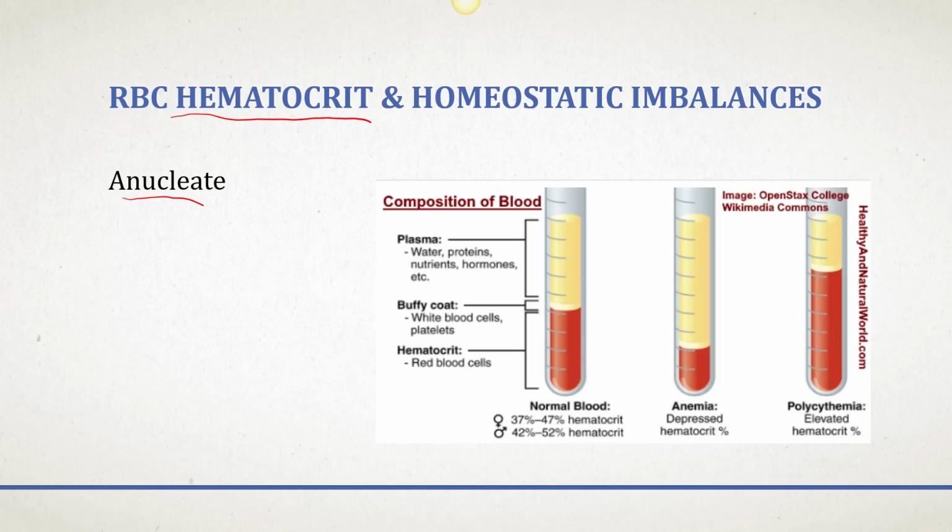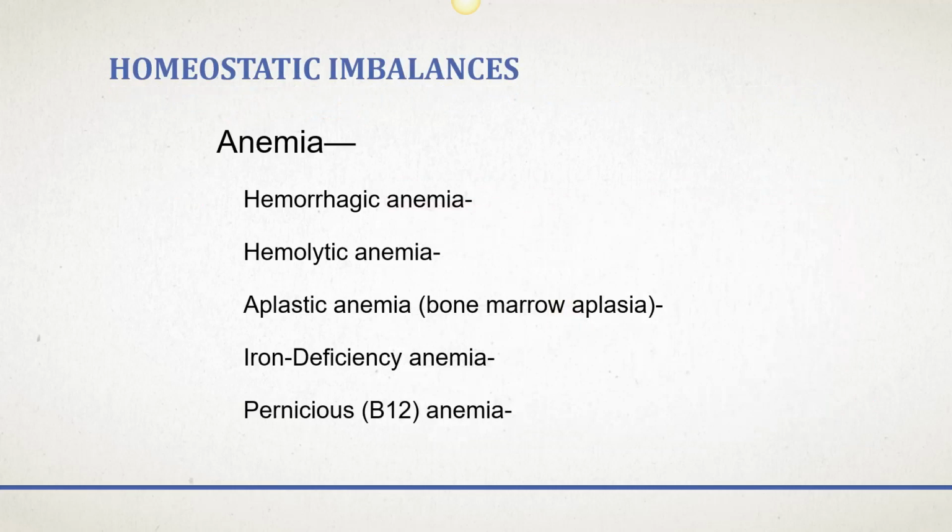Going back to the hematocrit here, anemia is when your hematocrit is low, and polycythemia is when your hematocrit is high. Another reason for an elevated hematocrit would be traveling into higher altitudes. So if you're acclimating to higher altitudes, you would have an increased hematocrit. So anemia, or when you have a decrease in your hematocrit, could be due to hemorrhagic anemia.